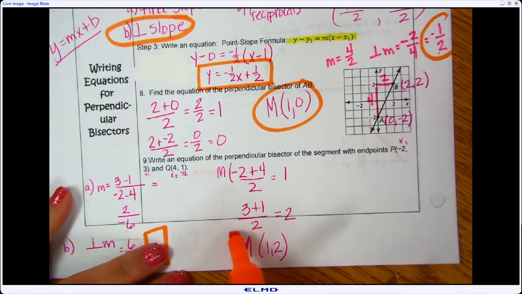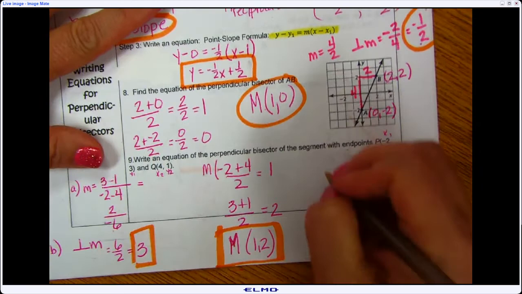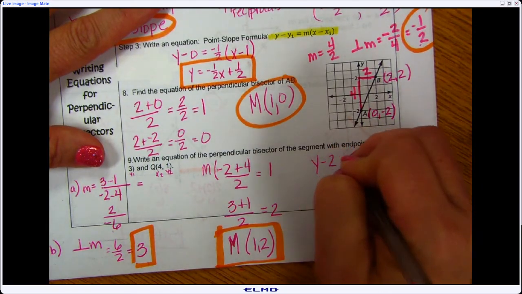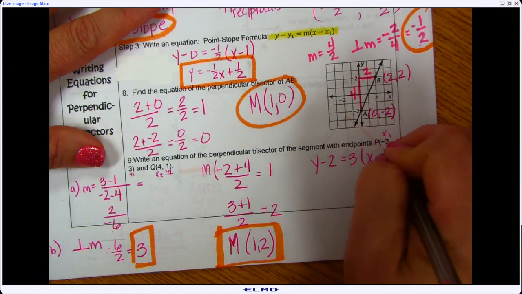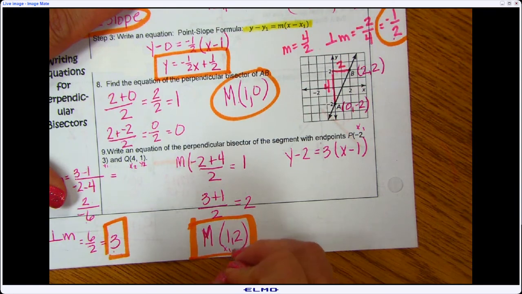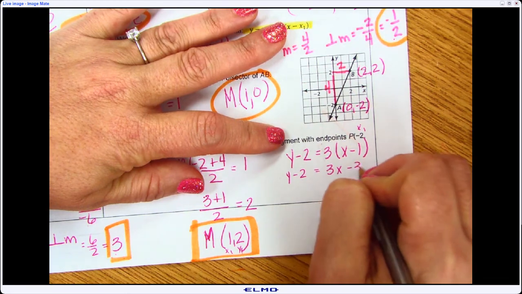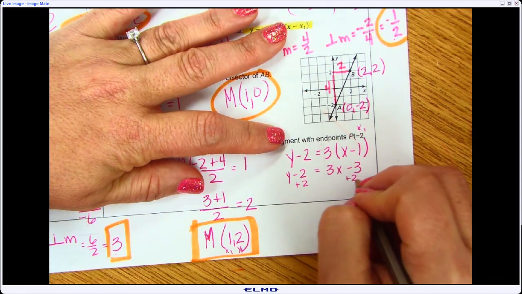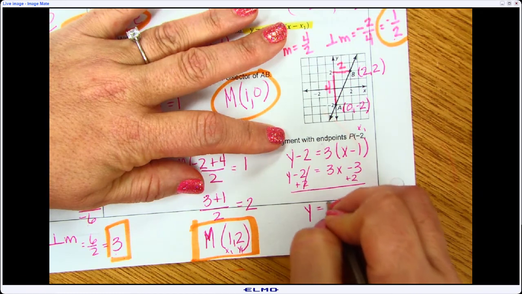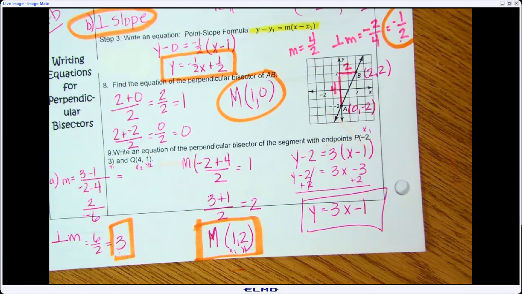So here's the point and slope that we're going to use. And then we're going to plug it into this formula again. y minus y1 equals m times x minus x1. Okay, we're still using this formula. Here's your m, here's your x1 and your y1. So now we've got y minus 2 equals 3x minus 3. Add 2 to both sides. y is 3x minus 1. And that is it. And you are done. And I will see you guys later.